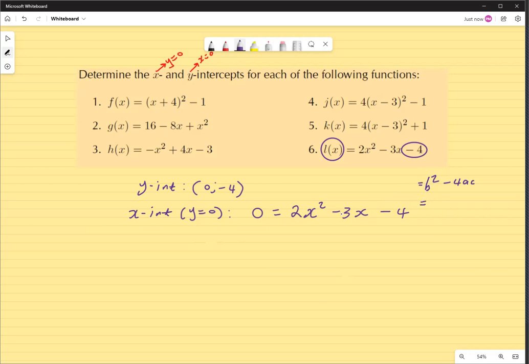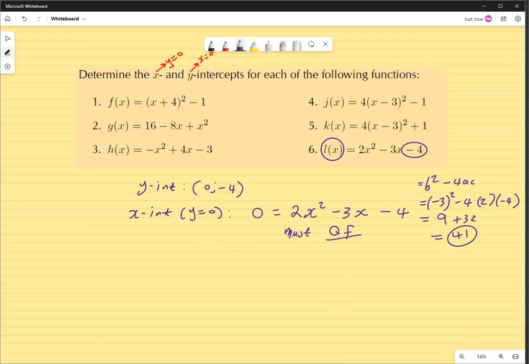So your b is -3. Make sure to put brackets when you substitute. Minus 4, then our a is 2, then our c is -4, right? So this gives me 9, and then 16 times 2, which is plus 32, which gives 41. 41 is not a perfect square. So if it's not a perfect square, it means you cannot factorize using rational methods. Here, it's a must: you have to use the quadratic formula.